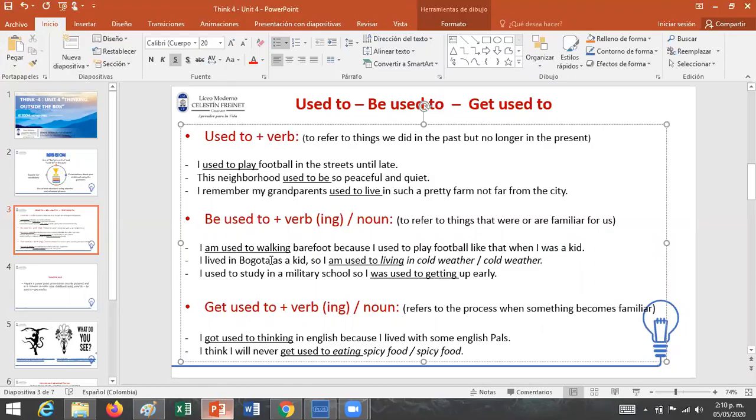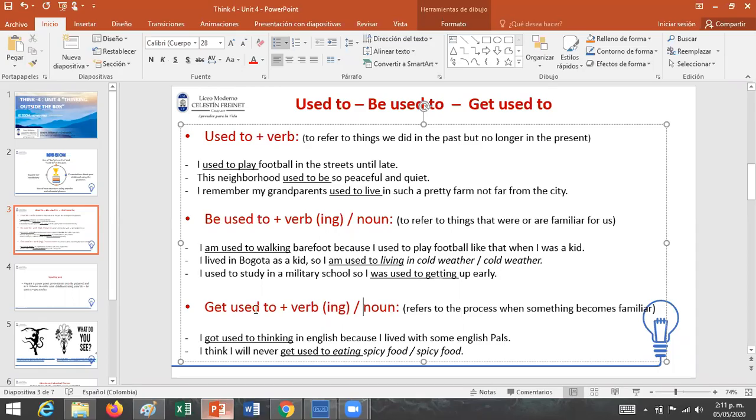Entonces, como les dije otra vez, be used to, o sea, el verbo to be seguido del used to es estar acostumbrado a algo. ¿Listo? Si quieren decirme, estoy acostumbrado a comer comida picante, I am used to eating, ¿no? Spicy food.